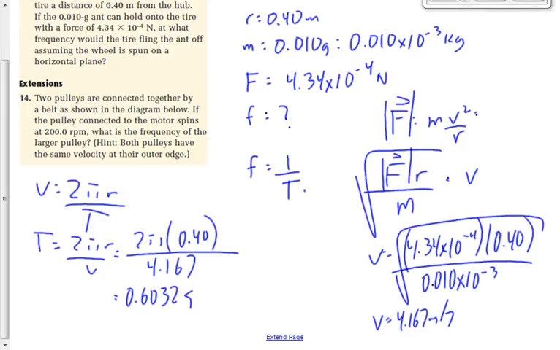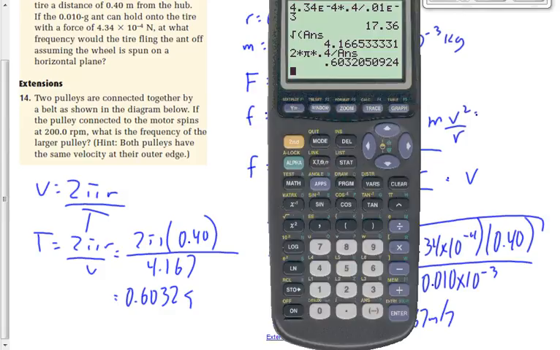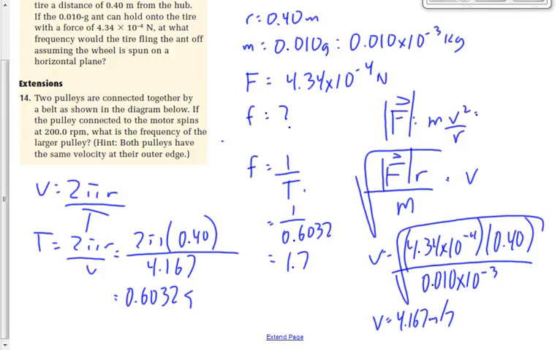Well, now it's easy, right? 1 over 0.6032 seconds. Notice what I'm going to do here, x to the minus 1, 1.66, 1.7 cycles per second, or hertz.